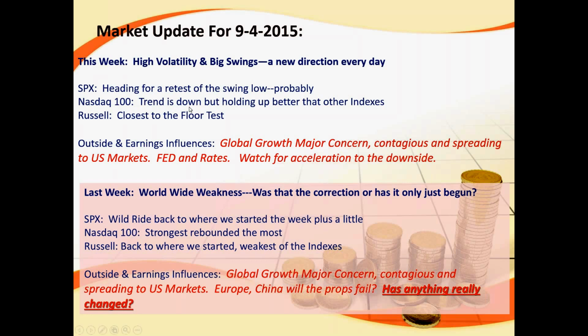On each of the indices I track, it appears that prices are moving down towards retesting their recent swing low, and then we'll see if we get a bounce there. If that floor holds, we may get a short-term trade to the upside, but for the interim, we're close enough to just wait until we get there to see what in fact takes place. S&P is headed down for a retest of the low, probably. NASDAQ, the trend is down, but it's holding up a little better than the other two indices, and the Russell is closest to retesting that floor.